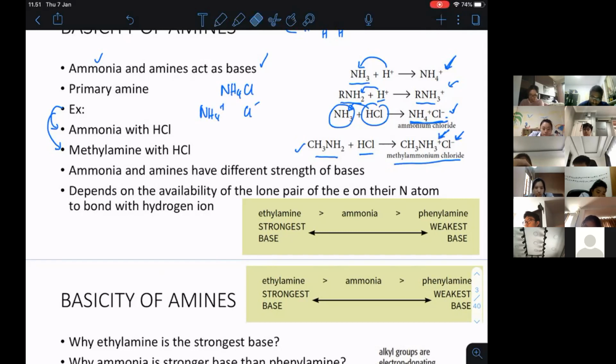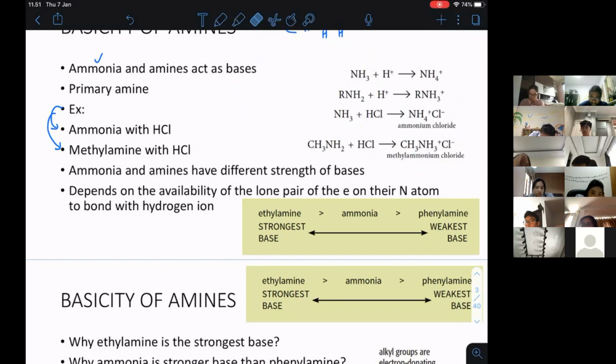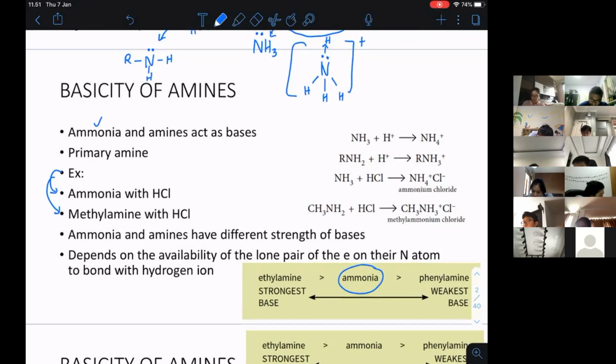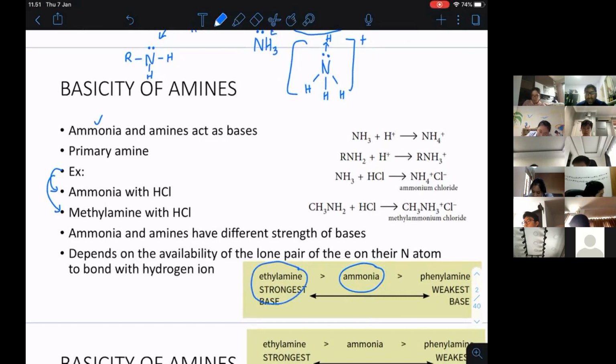Now, when it comes to strength of base, ammonia and amines have different strength of base. It depends on the availability of the lone pair of electrons on the nitrogen atom to be bonded to the hydrogen atom. In this diagram, ammonia is less, and ethylamine is a better base compared to ammonia.